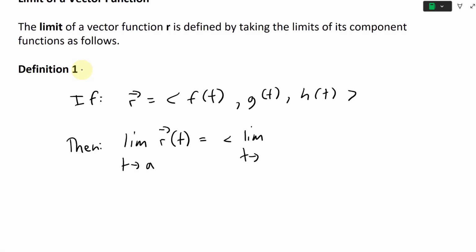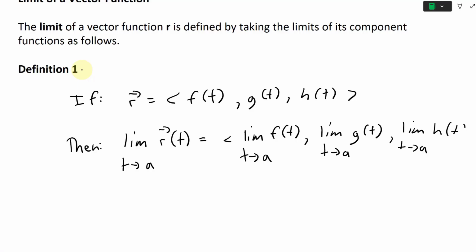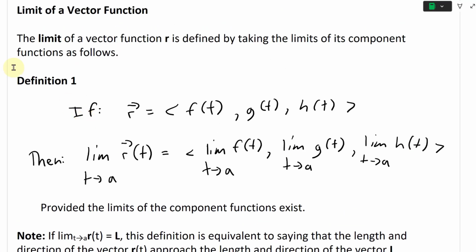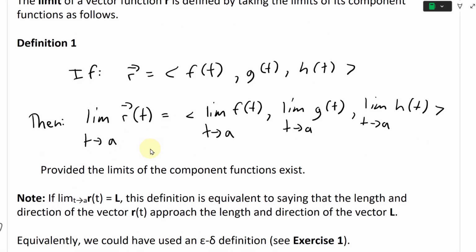So the limit as t approaches a of f of t, the limit as t approaches a of g of t, and the limit as t approaches a of h of t, like that. This definition holds provided the limits of the component functions exist. So all these exist, and then you put them together, you get the limit of the full vector function.